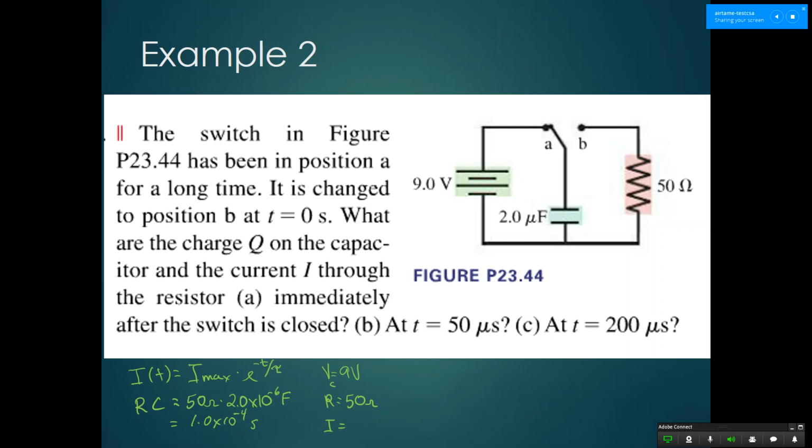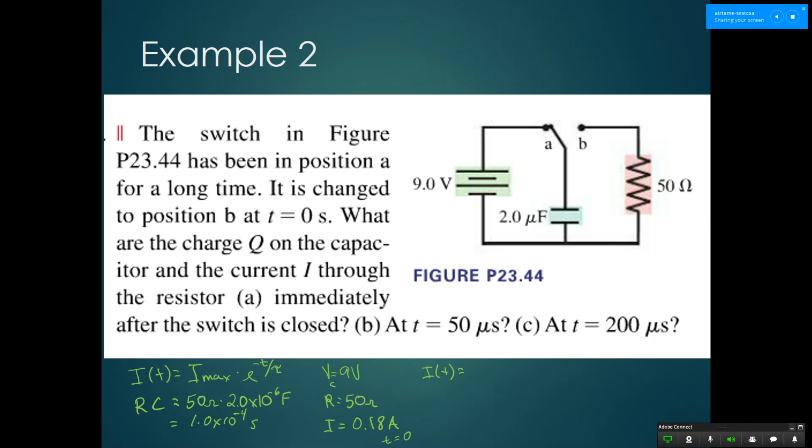And now I can plug everything into my equation. I have my current at time t, which is what I'm solving for. Well, this is going to be my current at time equals 0. So actually, I don't need to calculate anything else, right? That's my total current when my voltage is at its max, and that's going to be my current at time equals 0.